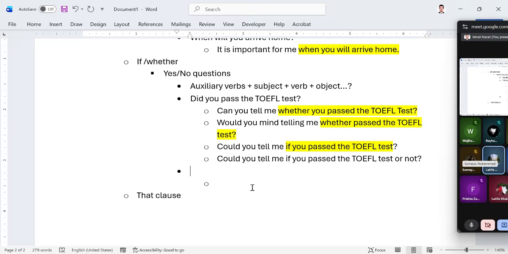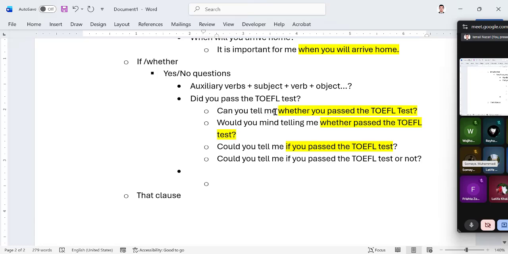For example, I want to know whether you passed the TOEFL test. Yeah, that's okay. It means it's positive. It's not a shape of question. Can we use it or not? It should be just question form. Exactly. We can change it.